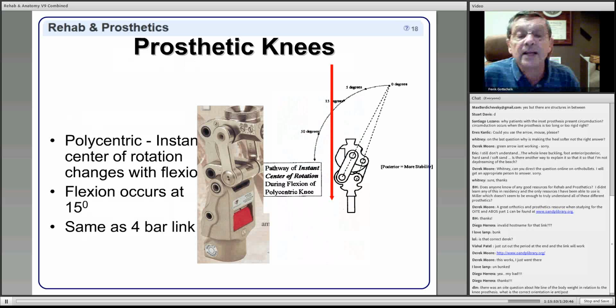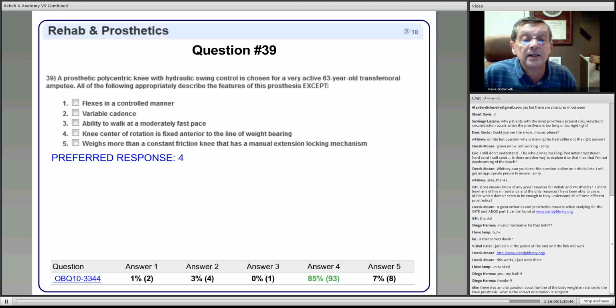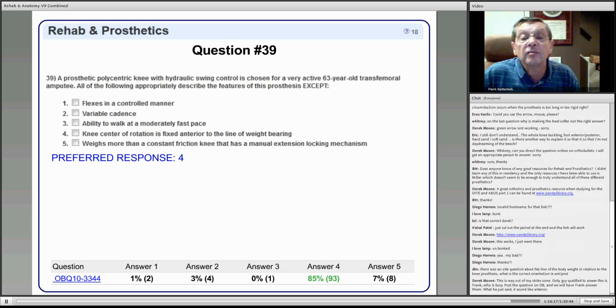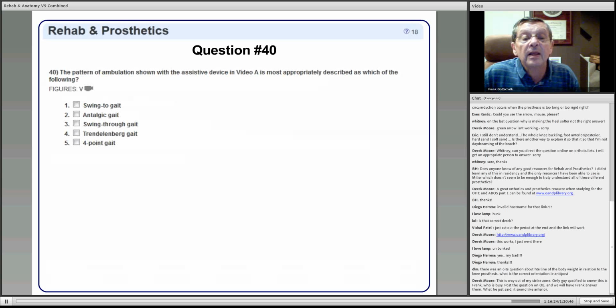Again, we go back to that diagram showing the polycentric knee with flexion occurring at about 15 degrees and the body weight being anterior to the knee to provide stability and keep the knee in extension. So the correct answer here was number 4, which all of you, or the majority of you, got correct. The knee center of rotation is fixed anterior to the line of weight bearing, so that is the incorrect answer, because otherwise flexion would occur and the knee would be unstable.